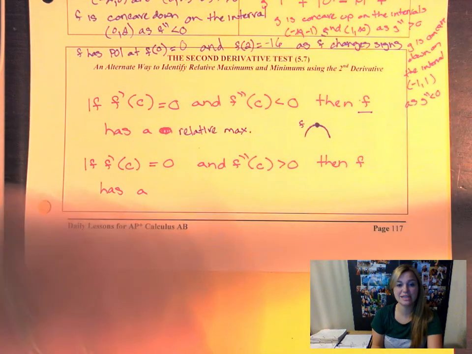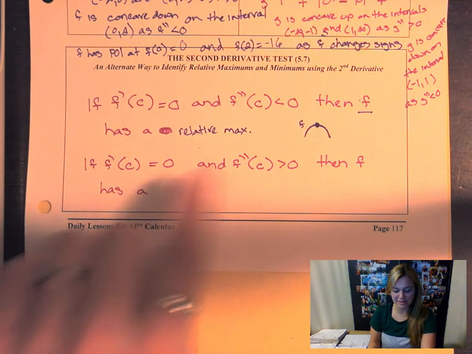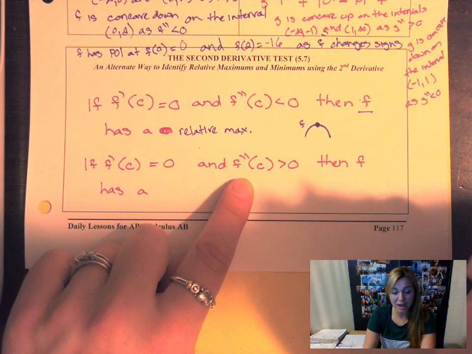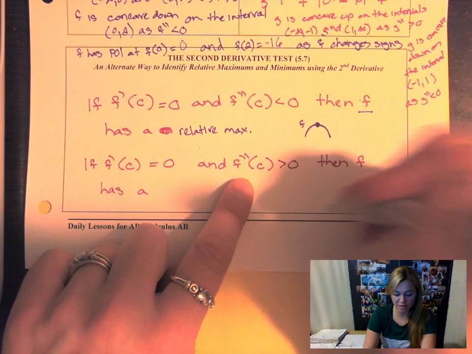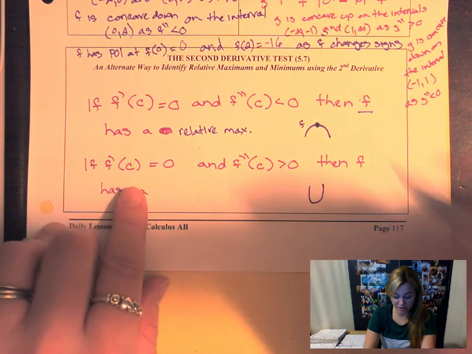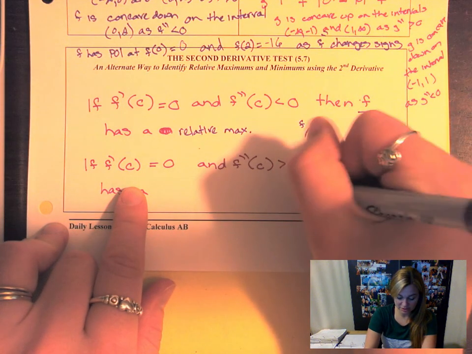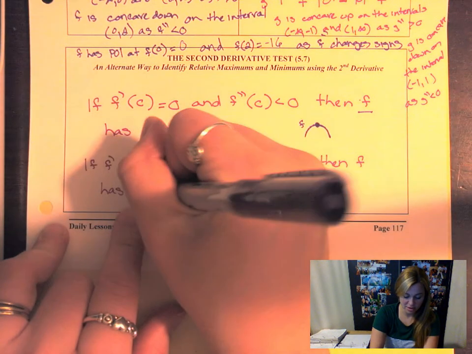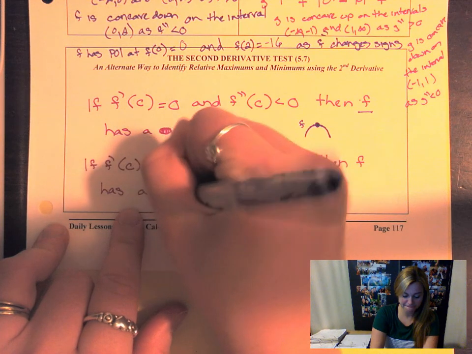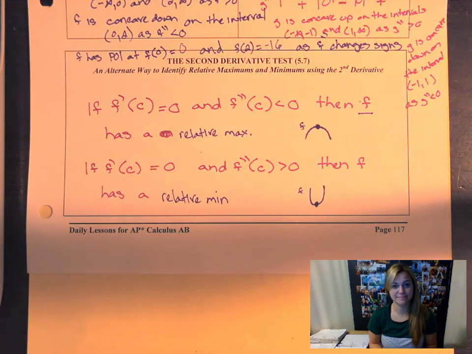So you really just need to think through this more than memorize it. It's more like, okay, does this make sense? If f double prime is greater than 0, think about it. Concave up looks like a smile. F prime of c is equal to 0. The only place where that happens would be here. This is on the graph of f. F has a relative min. This is the second derivative test. Let's use it.